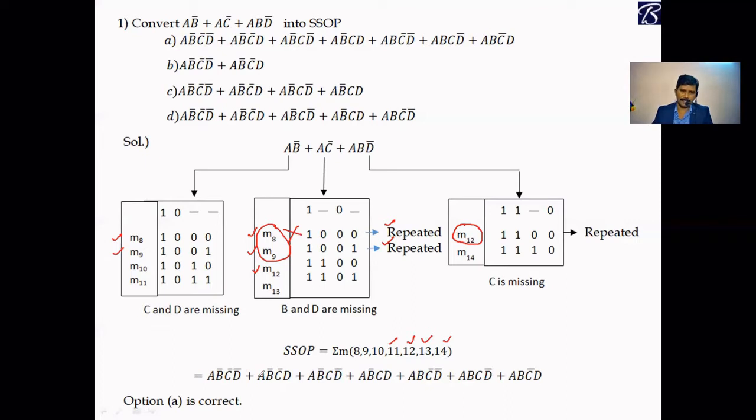That means A, B bar, C bar, D bar. 9 means 1, 0, 0, 1: A, B bar, C bar, D. Like that. 13 means 1, 1, 0, 1, that means A, B, C bar, D. This is 13. And 14 means 1, 1, 1, 0, that means A, B, C, D bar. This is 14. So like that, all the minterms we can write. This is a standard SOP where all the minterms consist of all the variables.